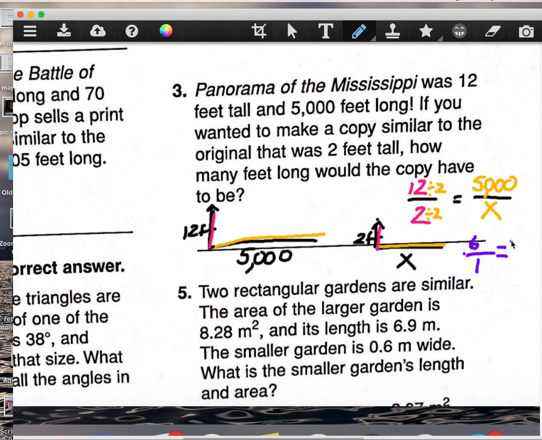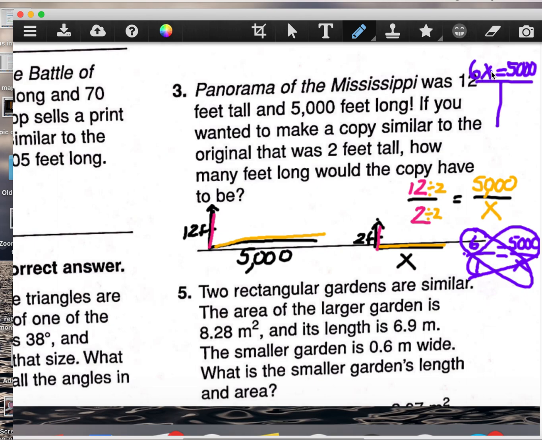And that's going to equal 5,000 over x. So let's multiply. 1 times 5,000 is 5,000. Since I don't have scrap paper, I'm just trying to show you. One side of my equation on my butterfly is 1 times 5,000, which is 5,000, and 6 times x is going to be on the other side.